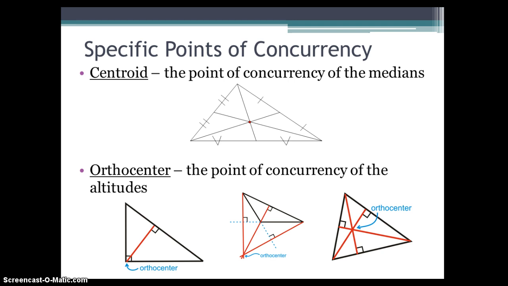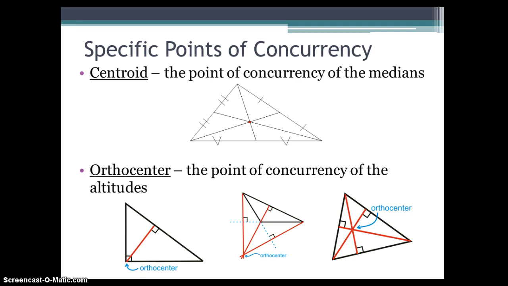Now, based on these definitions, we have some more specific points of concurrency. So we've learned about the incenter and the circumcenter so far. And now we have the centroid, which is the point of concurrency of the medians, lying inside the triangle. And the orthocenter is the point of concurrency of the altitudes.